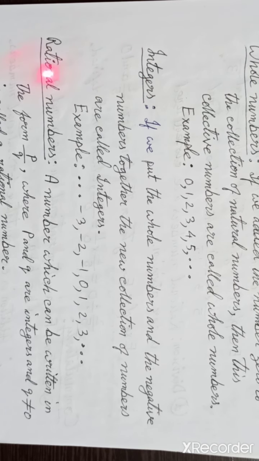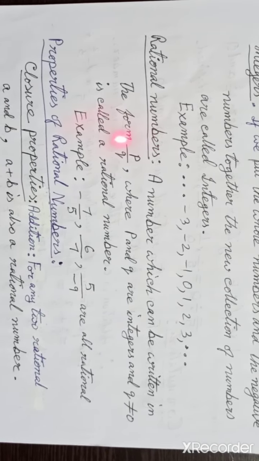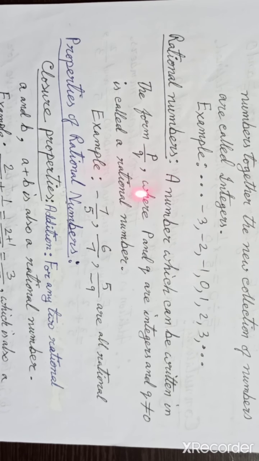Now next is rational numbers. Definition: a number which can be written in the form p by q, where p and q are integers and q is not equal to 0, is called a rational number. Both p and q must be integers and the denominator q must not be equal to 0. Example: -7 by 5, 6 by 7, 5 by -9 are all rational.